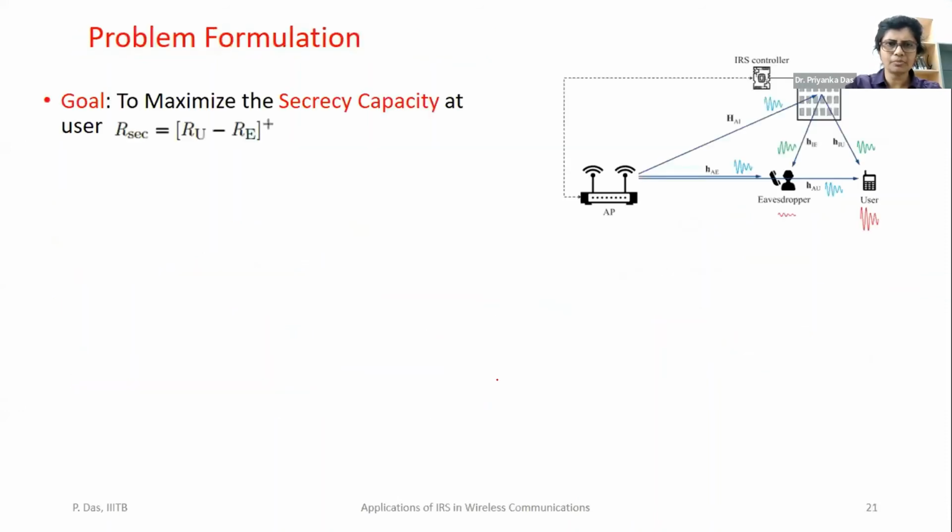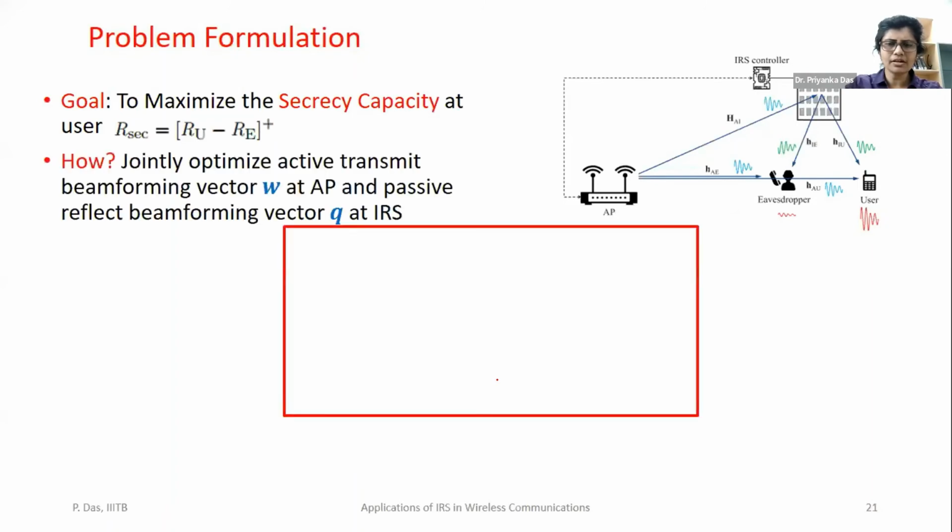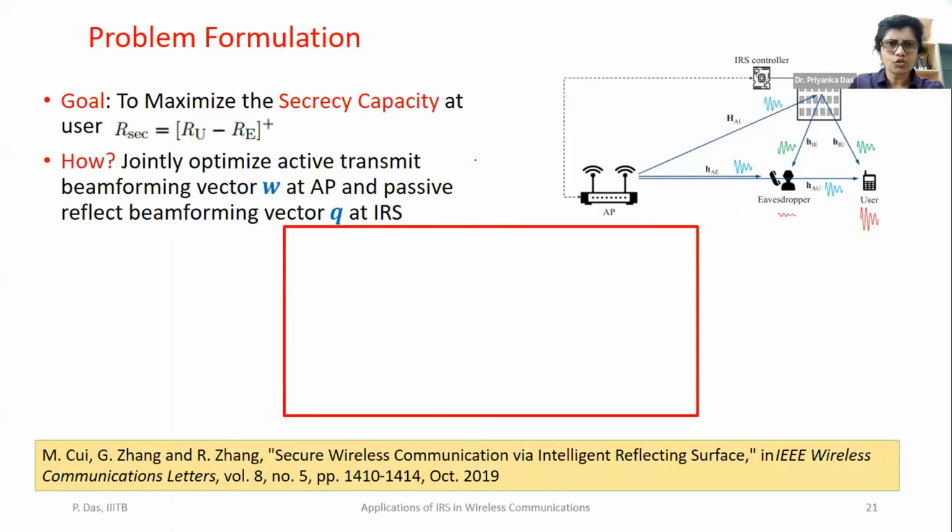How can you formulate the problem? So that's our optimization technique. To maximize the secrecy capacity, which is defined by the difference and maximum, which is these notations, we have to do joint optimization of IRS reflection coefficients and the active beamforming. When we have multiple antennas, we talk about active beamforming. The vector W is here, and the passive reflecting beamforming vector Q is there.